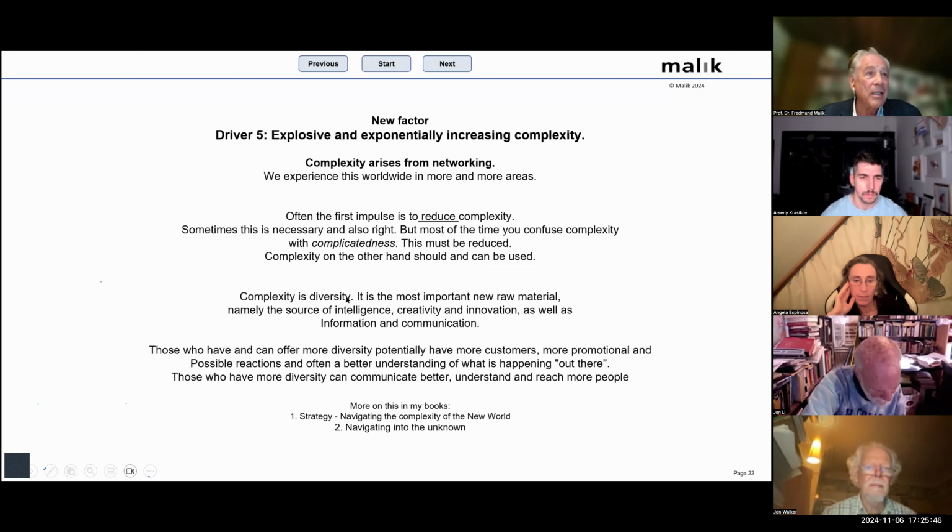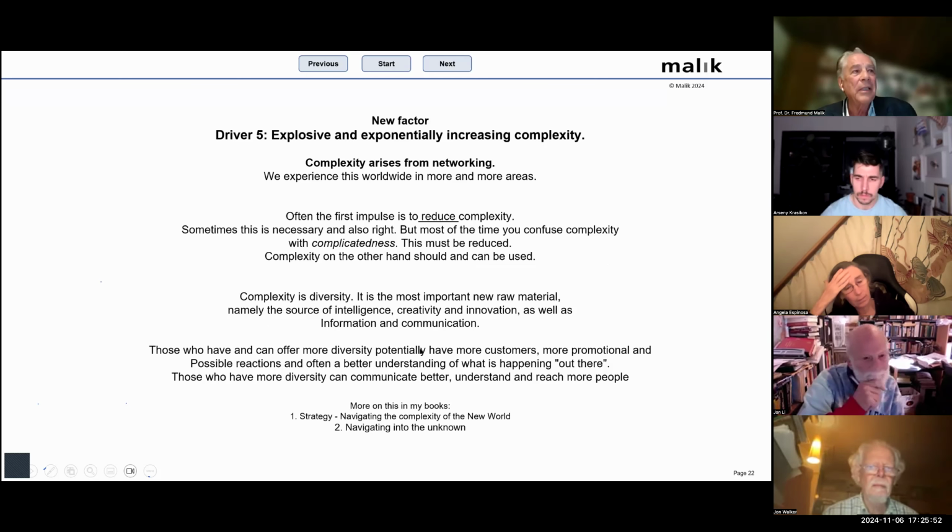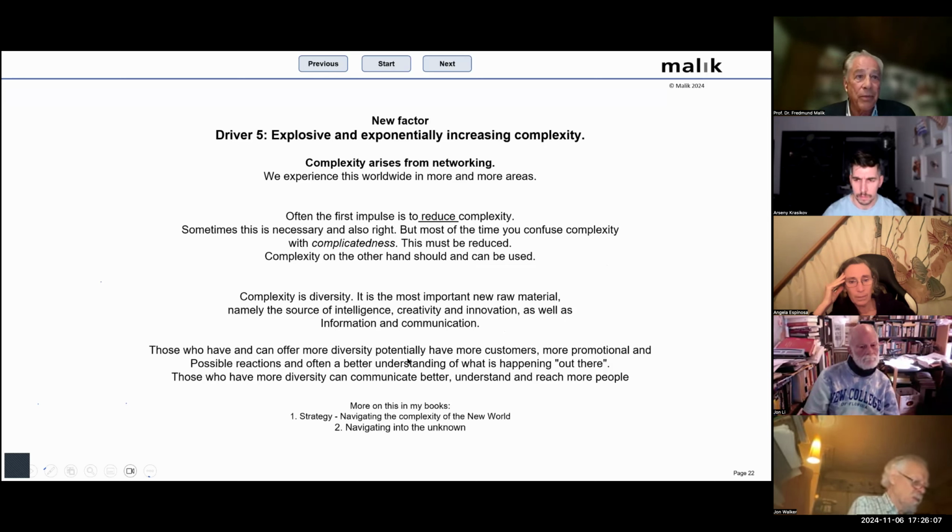Then complexity is diversity. It is the most important new raw material, namely the source of intelligence, creativity and innovation, as well as information and communication. Those who have and can offer more diversity potentially have more customers, more possible reactions, and often a better understanding of what is happening out there. Those who have more diversity can communicate better, understand, and reach more people. More is in my books, but I will not go into those. I go further. Next one.